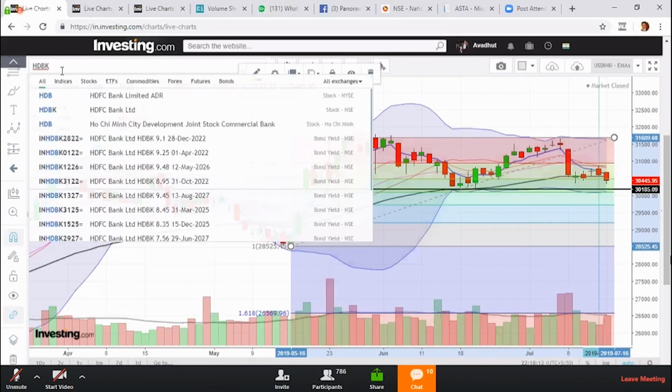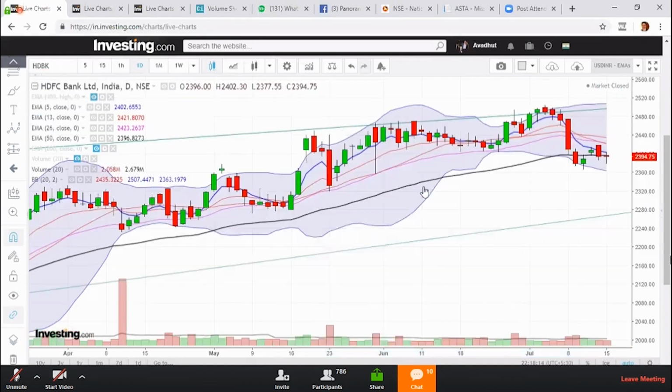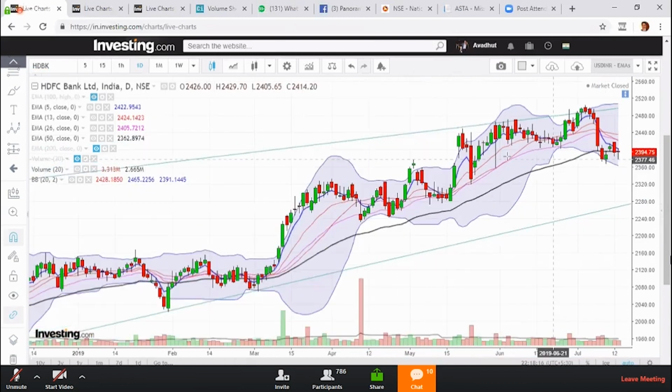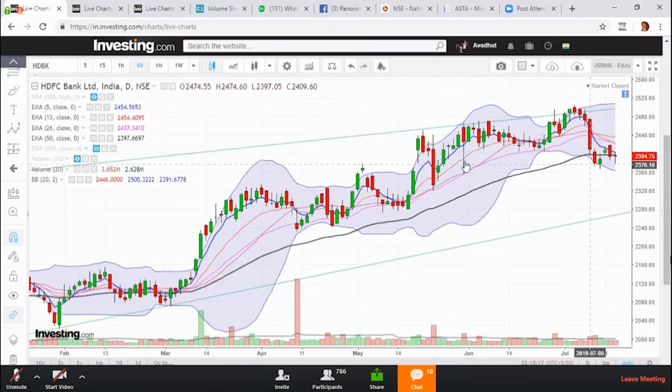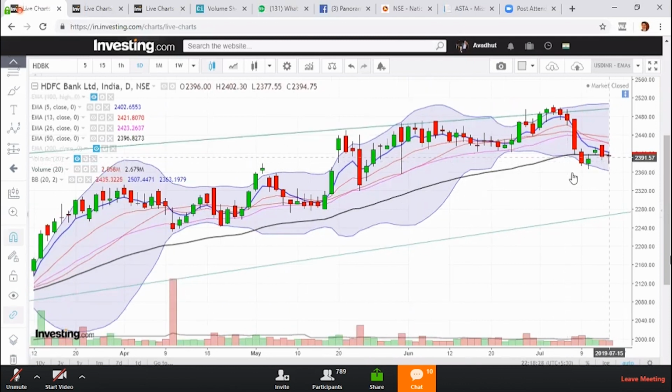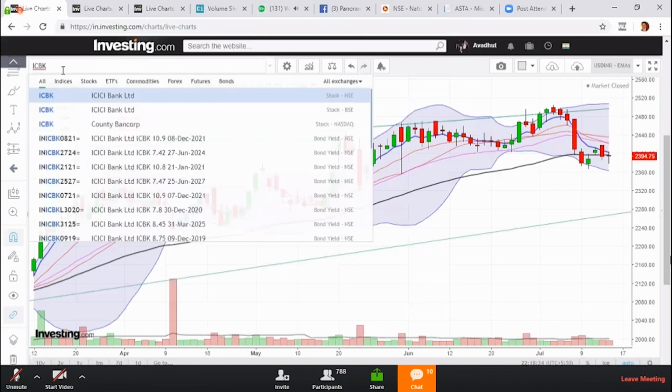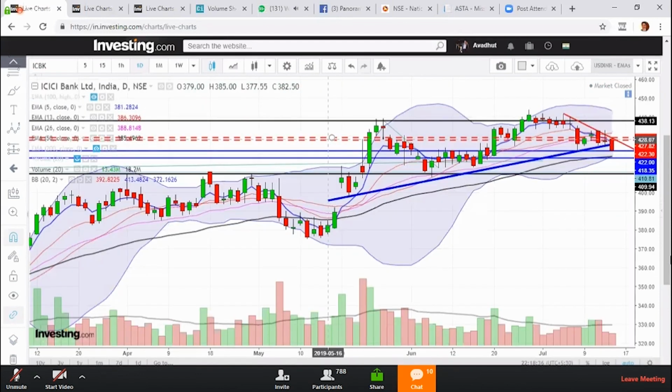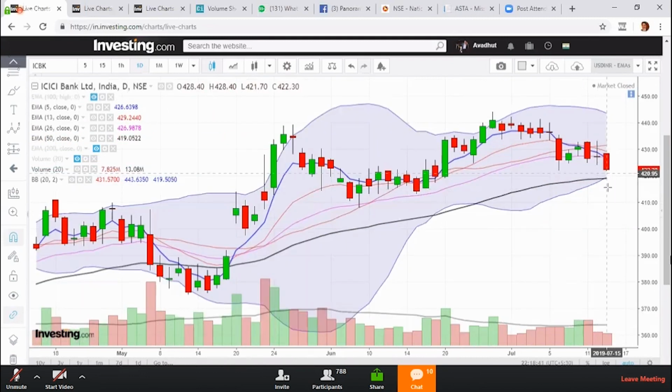First is HDFC Bank. So HDFC Bank is, and you know what, I'm just trying to compare it with recent tops and 50 moving average on daily or weekly. So currently HDFC Bank is near 50 moving average. Okay, ICICI Bank is above 50 moving average.